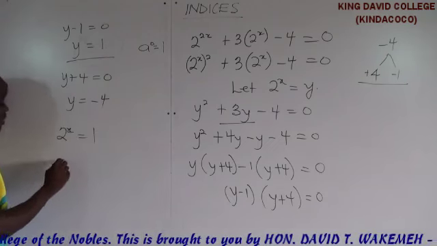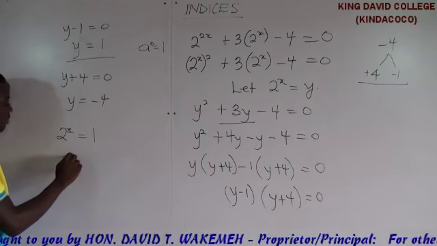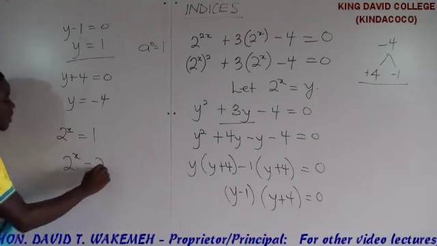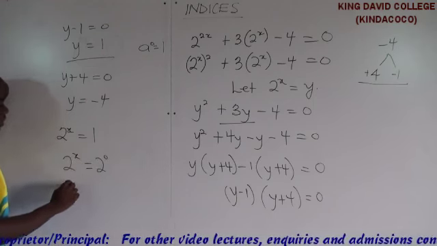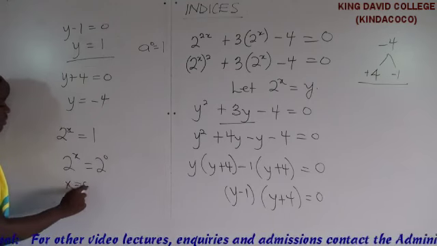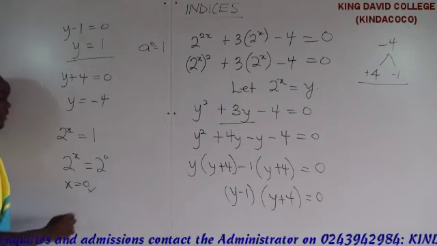So the base here is going to be what? 2 to the power what? X, right? Is equal to 2 to the power 0. So my very first one, x is equal to what? 0. Are you okay? That is the first value of x.